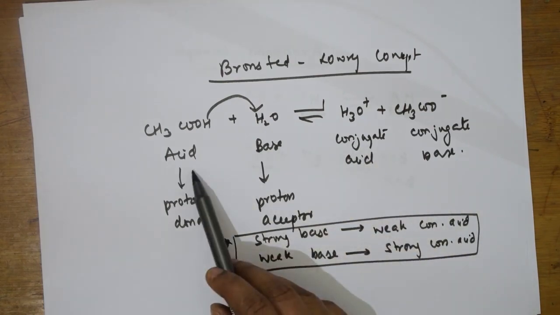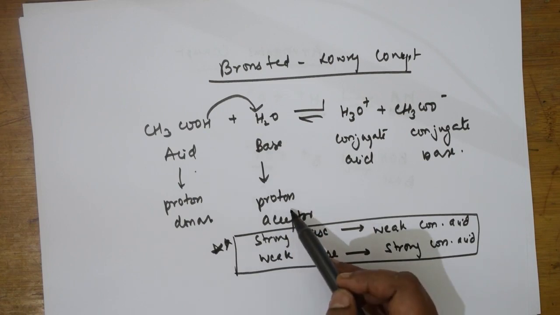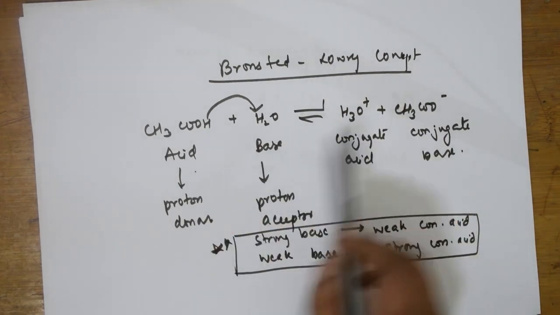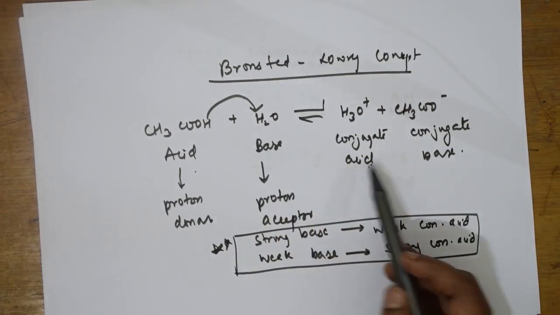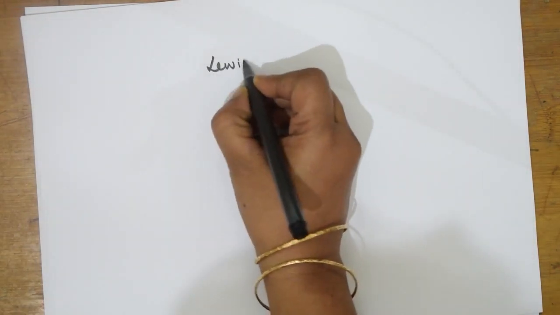Once again, acid donates a proton, base accepts a proton, and the product which is formed from an acid is the conjugate of that, the conjugate acid. The other one is the conjugate base. Done? Yes. Now let me speak about the next concept, that is the Lewis acid base concept.